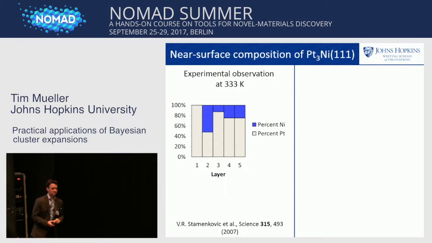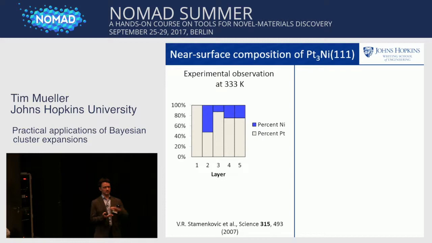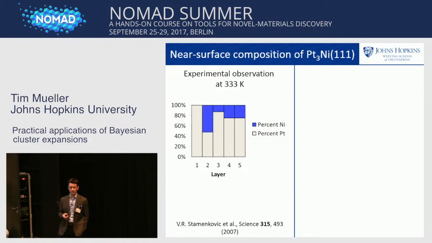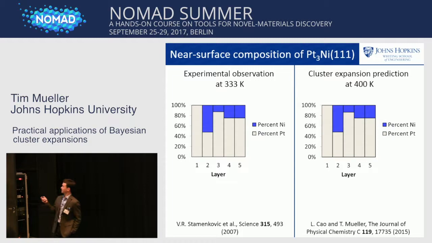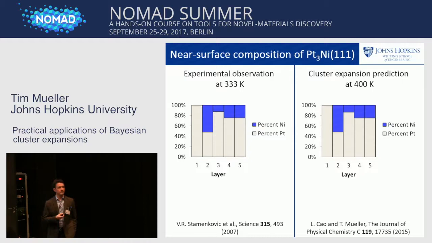So if we build a cluster expansion of this material, and we use Monte Carlo sampling, we do simulated annealing, and calculate what the composition profile would be based upon DFT calculations and the cluster expansion only, we get a profile that looks like this. It's nearly identical. So this is at 400 K. This is where we get the best agreement with experiment. But even at 333 K, we're very close. So here we have something there. This is validation that this method, at least, is agreeing well with experiment.